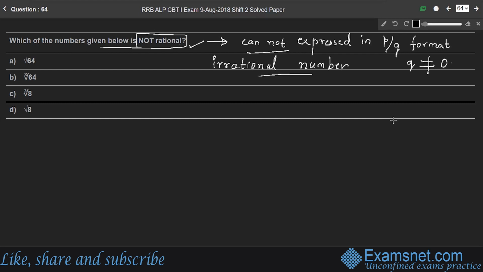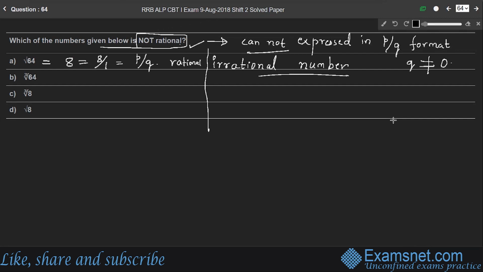Among the 4 options, which of the given options is not a rational number, that means which cannot be expressed in the P by Q format? Here the first number is square root of 64, which is nothing but 8. Root of 64 is 8. 8 can be written as 8 by 1, where 1 is not equal to 0, which is in the form of P by Q, Q not equal to 0. Therefore, root 64 is a rational number. It can be written in the form of P by Q.